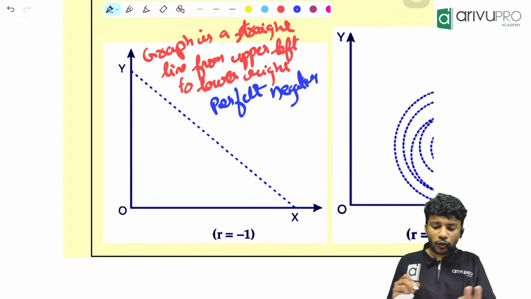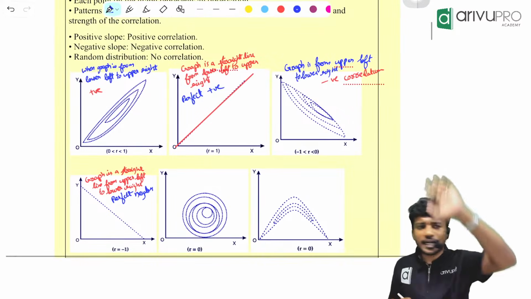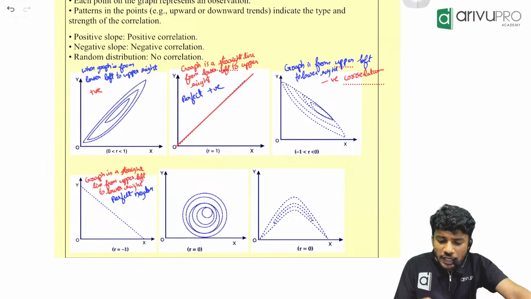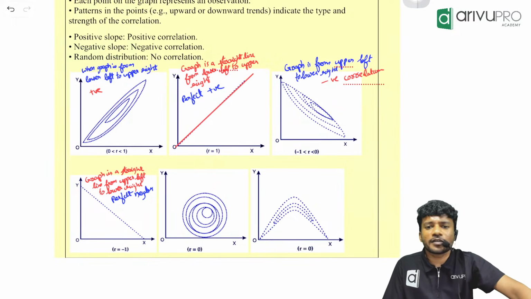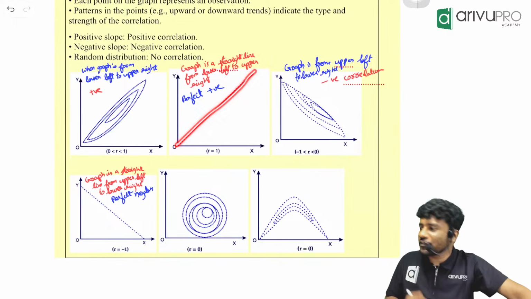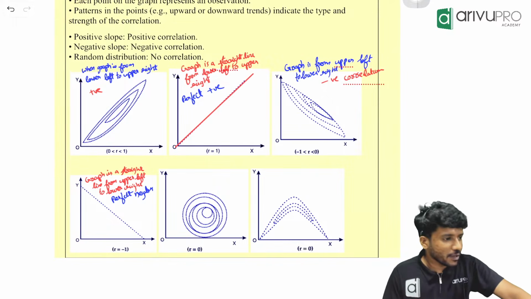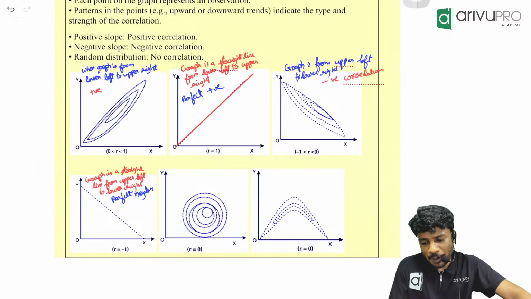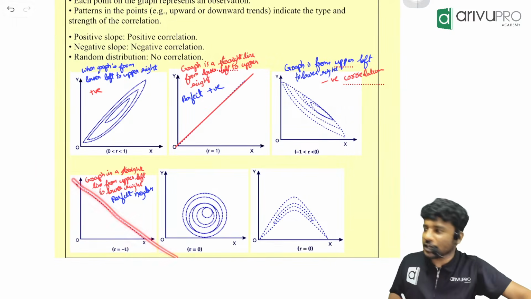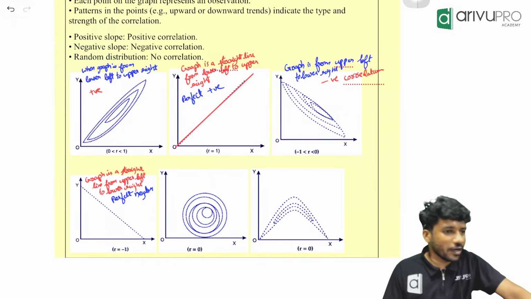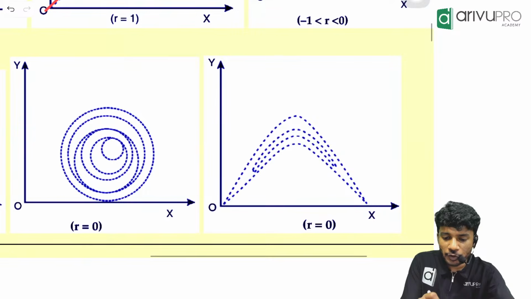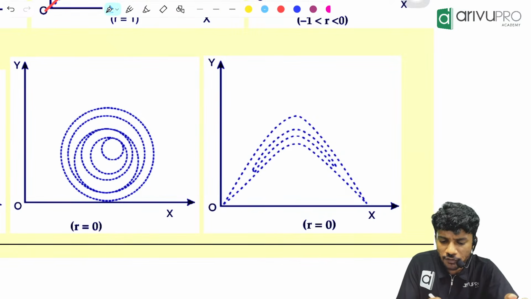So what did we study, people? 4 contents we have learned, and all 4 are previous year questions. First one, graph is from lower left to upper right. What type of correlation? Positive correlation. What if it is a straight line from lower left to upper right? Perfect positive. What if the graph is from upper left to lower right? It is negative correlation. What if it is a straight line from upper left to lower right? Perfect negative.